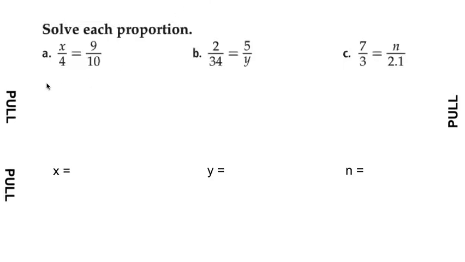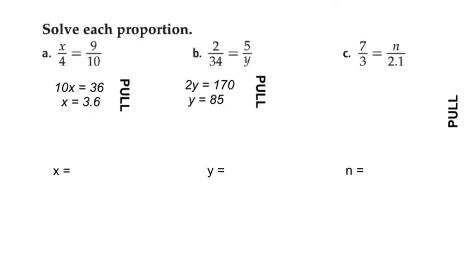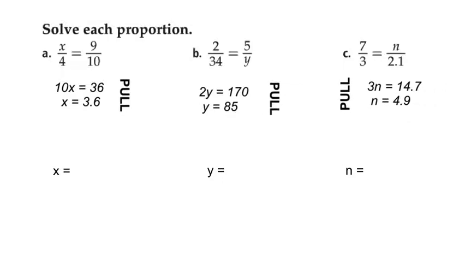All right, I hope you gave those a try. So letter A, you should end up with 10x equals 36 and x equal to 3.6. Letter B, you get 2y is equal to 5 times 34, which is 170. So y is equal to 85. Letter C, we get 3n equals 14.7. When you multiply 7 times 2.1, you get 14.7. So n is equal to 4.9.